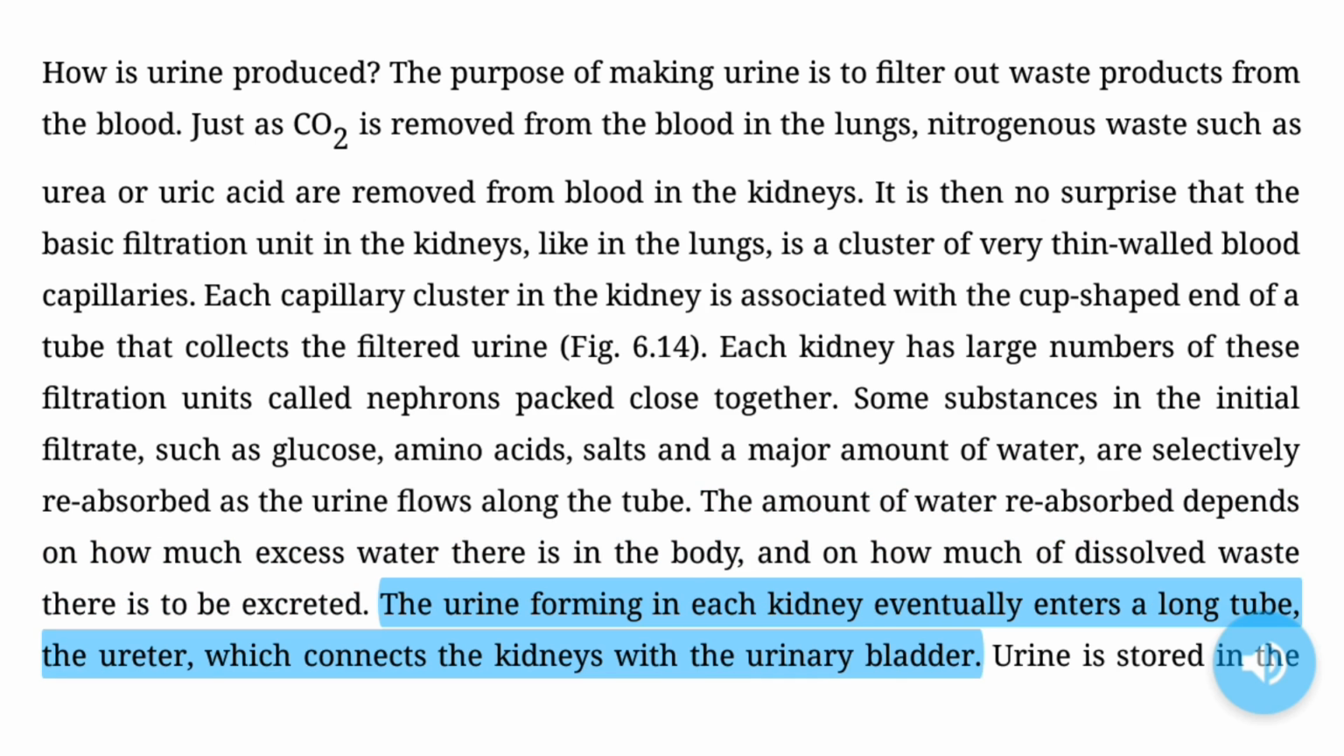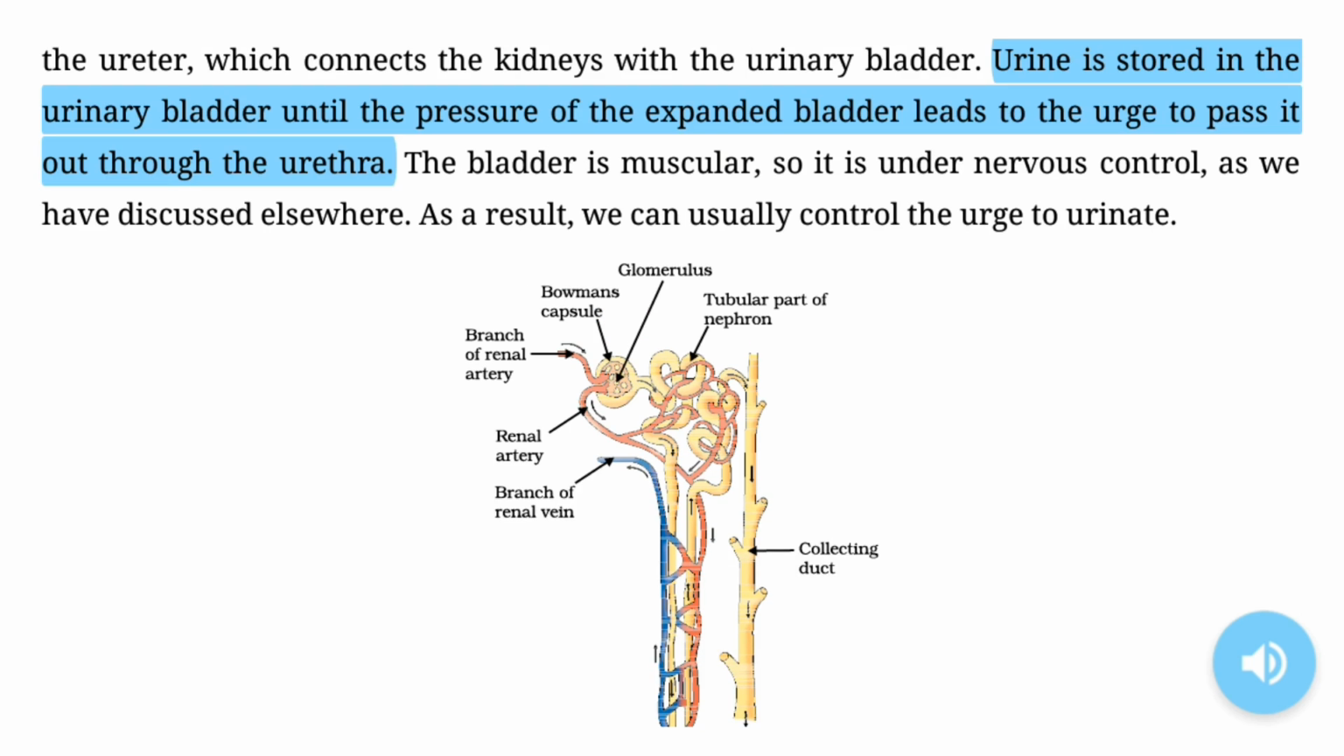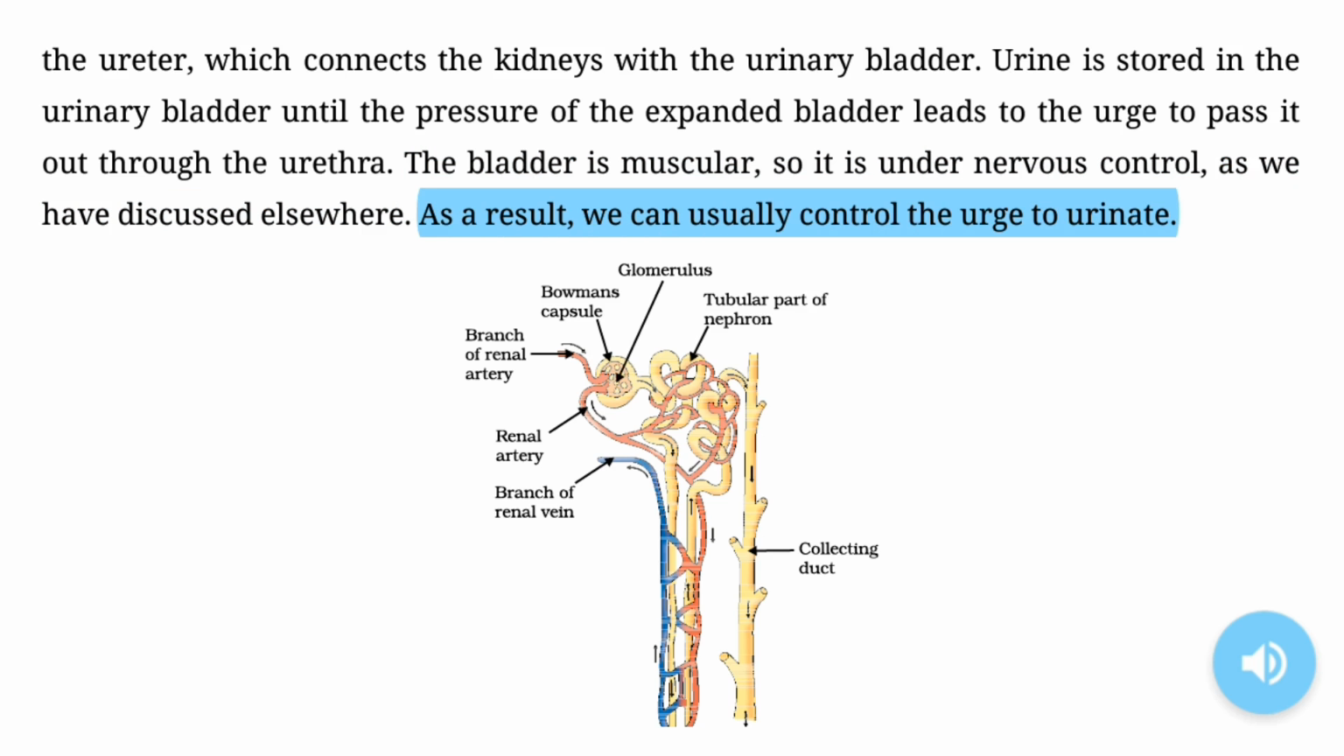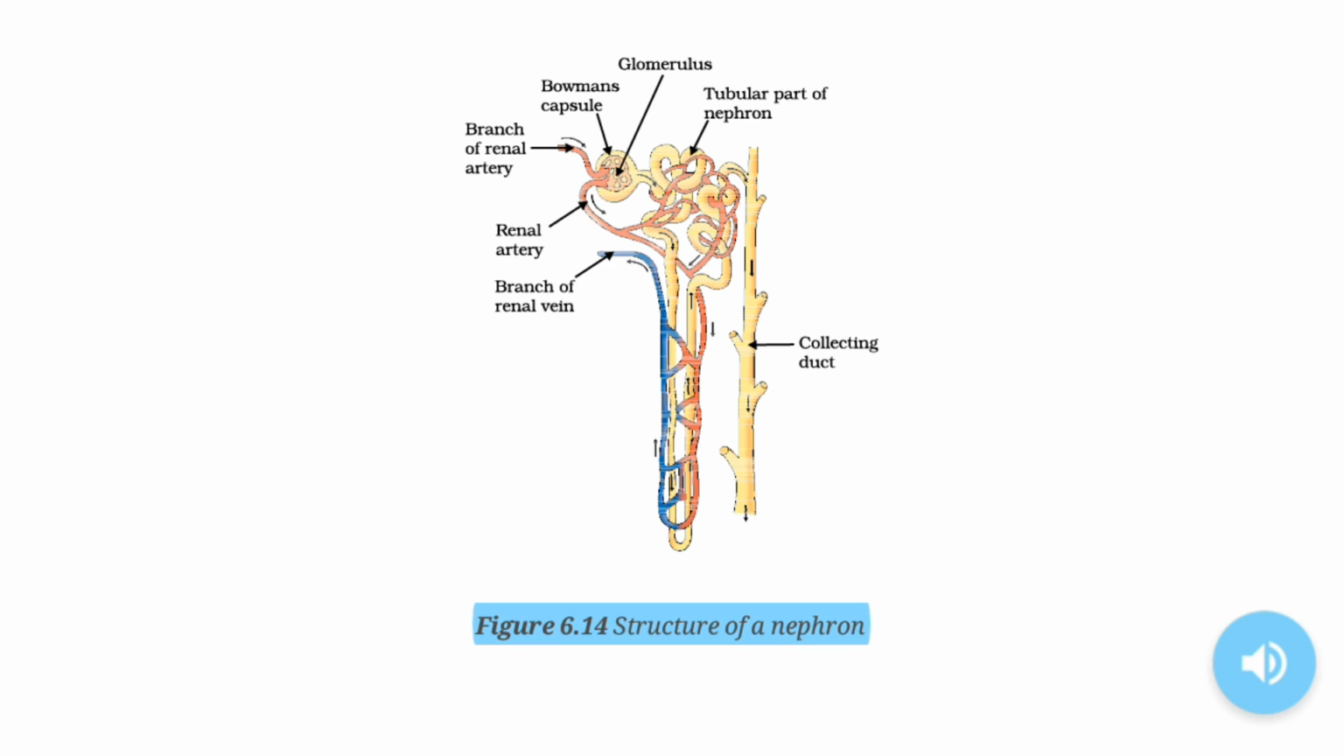The urine forming in each kidney eventually enters a long tube, the ureter, which connects the kidneys with the urinary bladder. Urine is stored in the urinary bladder until the pressure of the expanded bladder leads to the urge to pass it out through the urethra. The bladder is muscular, so it is under nervous control, as we have discussed elsewhere. As a result, we can usually control the urge to urinate. Figure 6.14 Structure of a nephron.